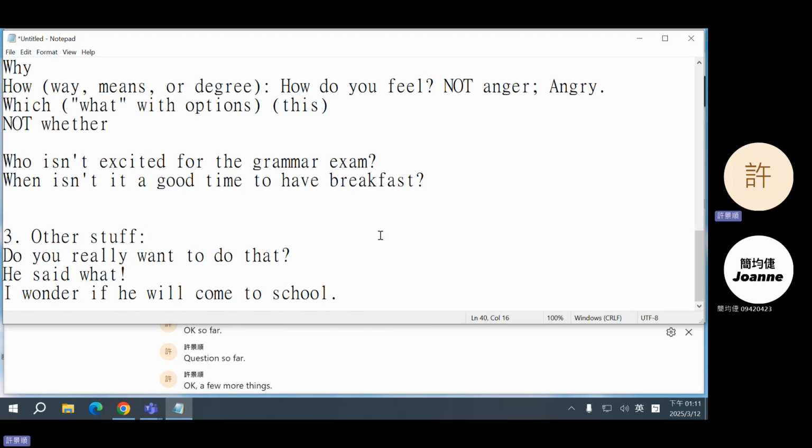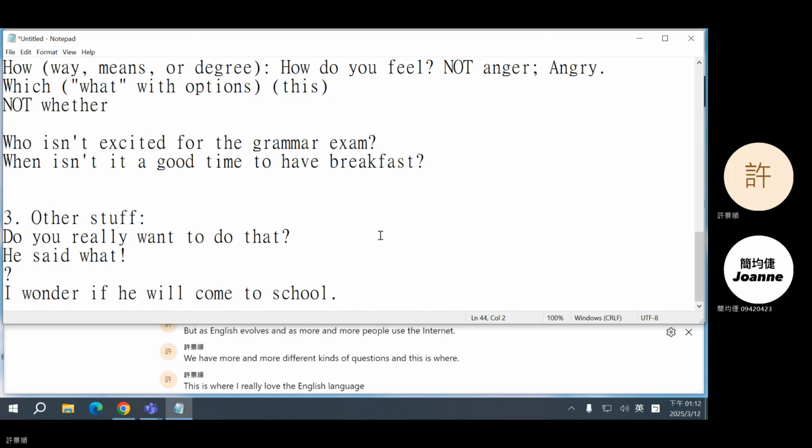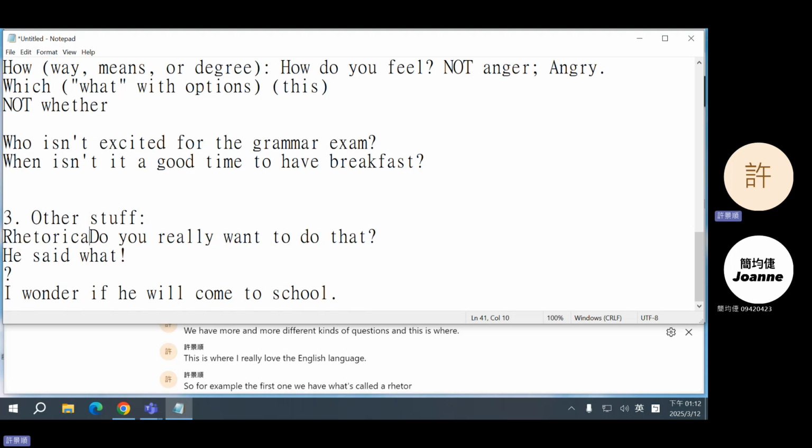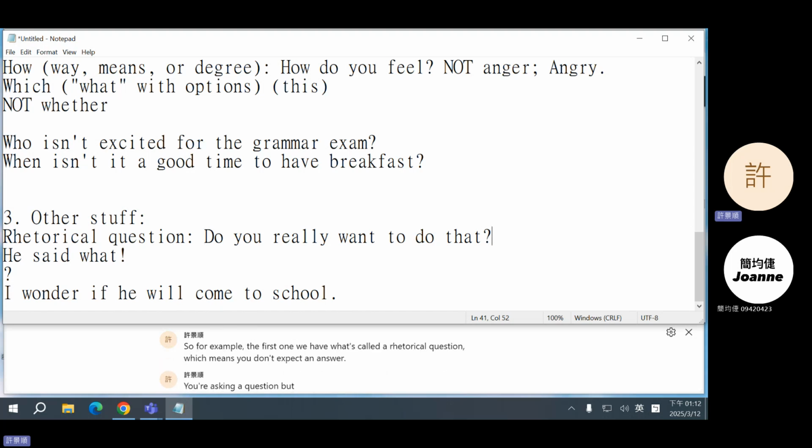So these are the basic rules for asking direct questions in English. But as English evolves and as more and more people use the internet, we have more and more different kinds of questions. And this is where I really love the English language. So, for example, the first one, we have what's called a rhetorical question, which means you don't expect an answer. You're asking a question, but it's really not a question.